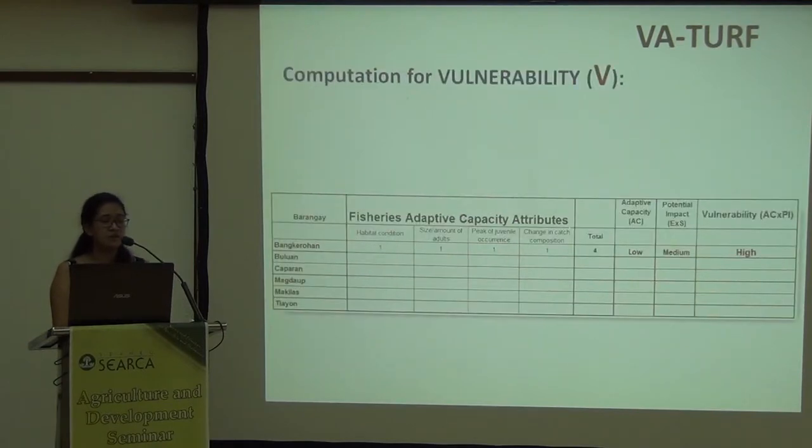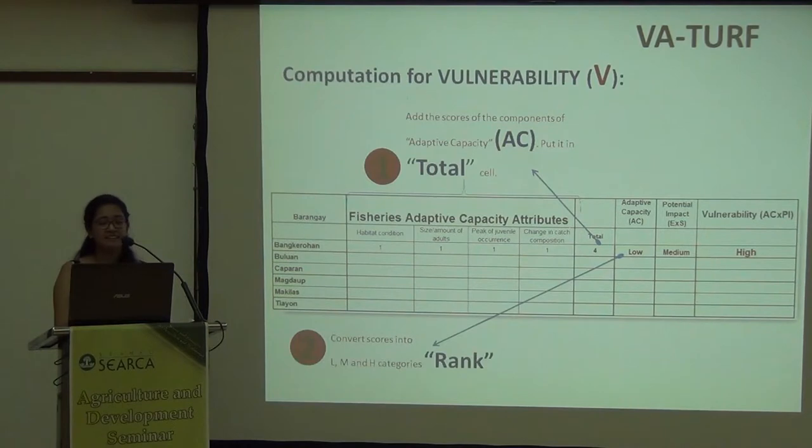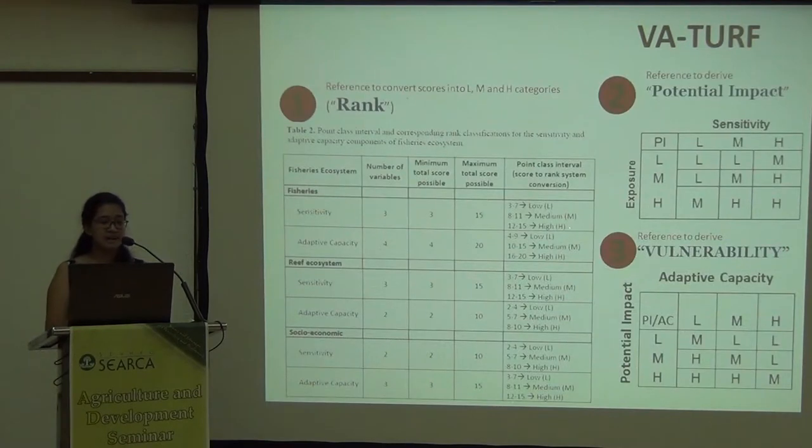So the same goes for the vulnerability. For the adaptive capacity, we again list down the criteria, add the total score, translate the numerical score to rank, and use the rank of the potential impact from the previous slide to get the vulnerability. So this is the scoring system. We can see here that each of the components is listed: the fisheries, ecosystem, and socioeconomic, and the sensitivity and adaptive capacity. The minimum and maximum total scores are listed, and usually for easy purposes, we divide the intervals by 3 for low, medium, high.